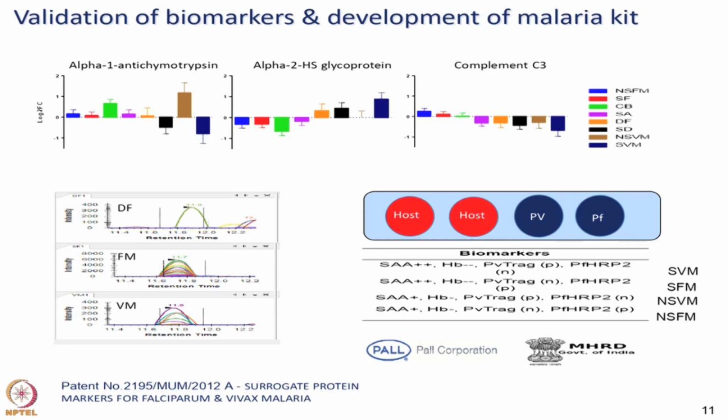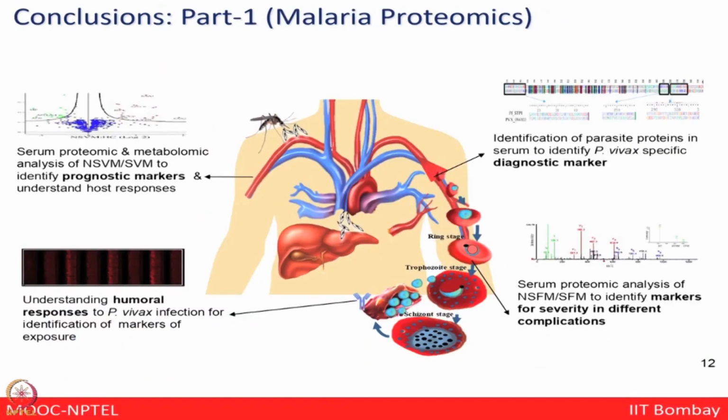Now, some of this information we are trying to take forward to develop possible kits or assays for better diagnosis and prognosis of the patients. So, in general the conclusion for the first part of malaria proteomics is we are looking at various approaches of serum proteomics and metabolomic analysis to look for prognostic biomarkers and understand the host responses.